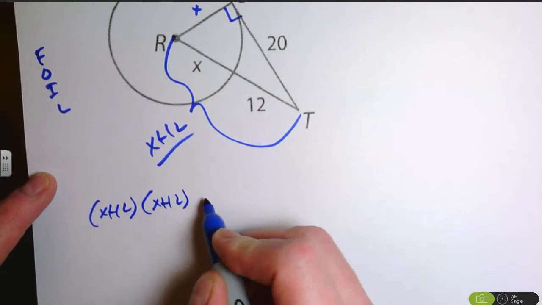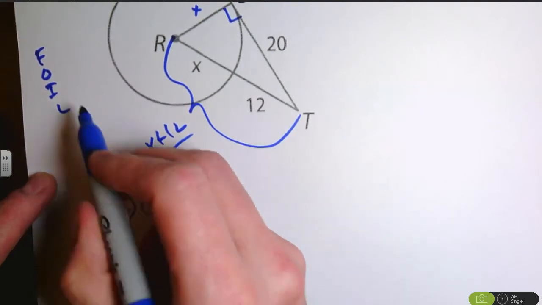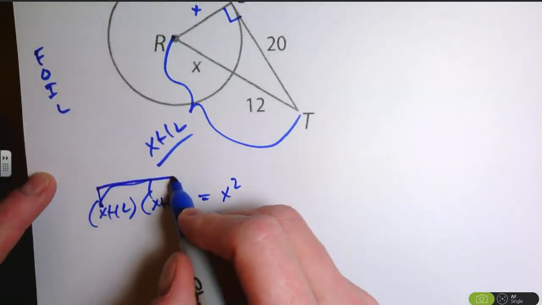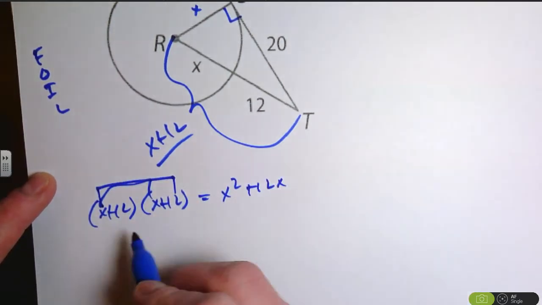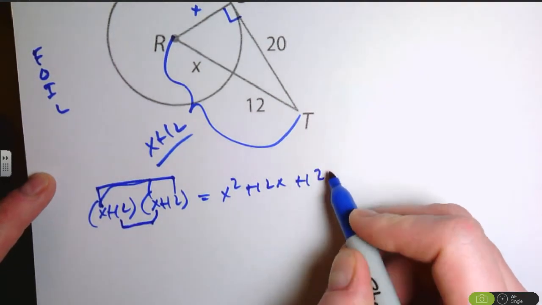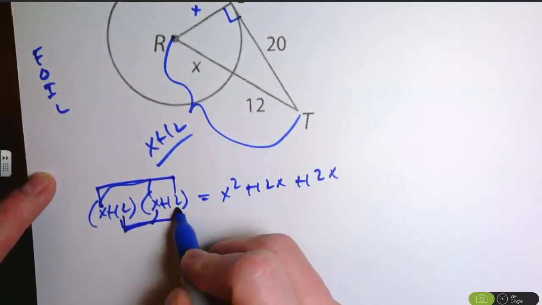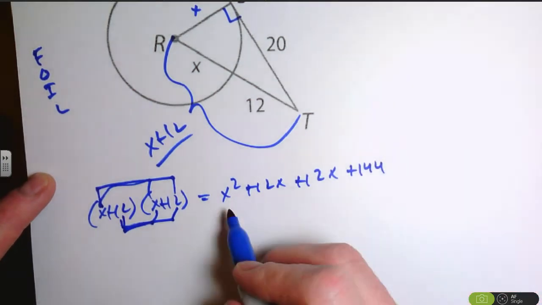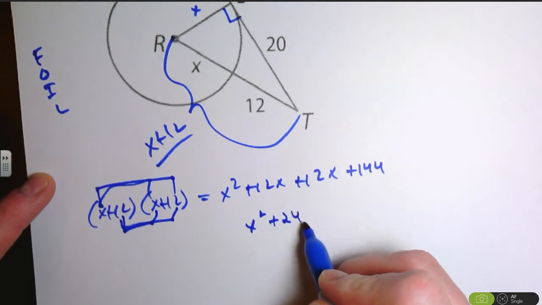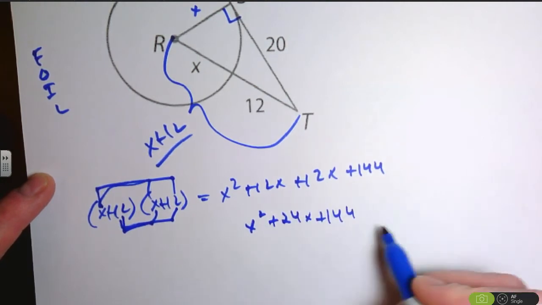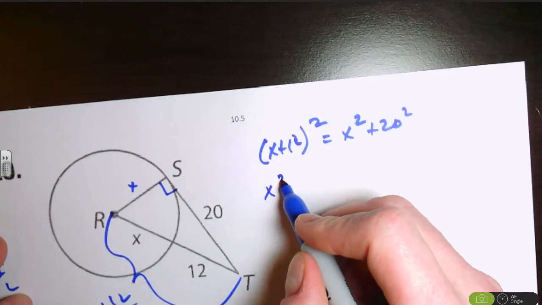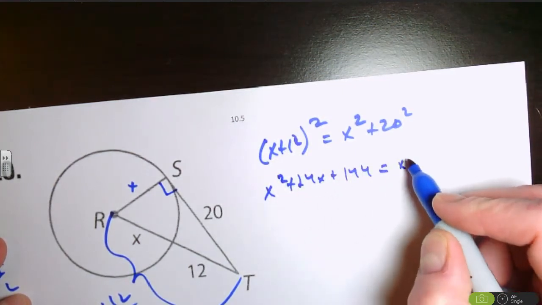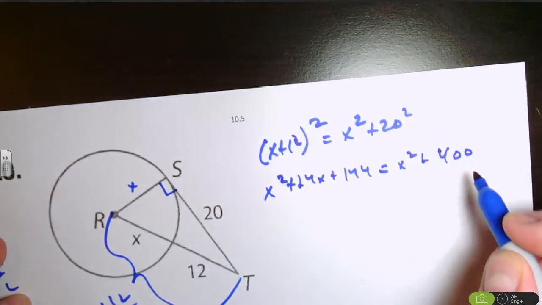Okay, so x plus 12 times x plus 12 is the first times the first, that's the F part, which is x squared. And then the outside is x times 12, which is 12x. The inside is 12 times x, which is 12x. And the last is 12 times 12, which is 144. Okay. So you get x squared plus 24x plus 144. That's what that left side equals. And then 20 squared is 400.